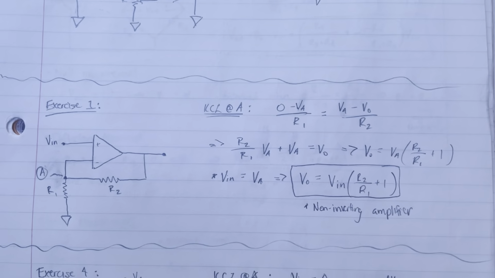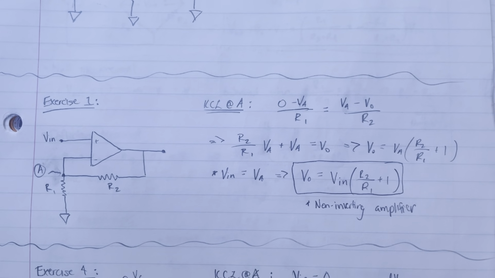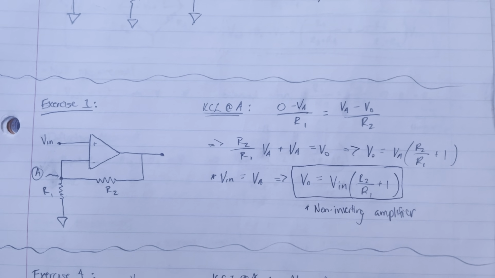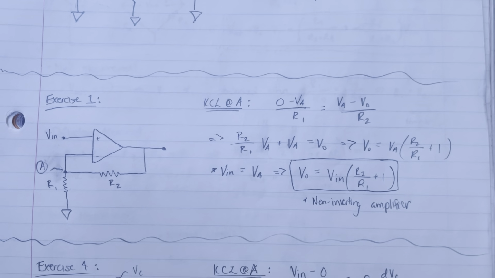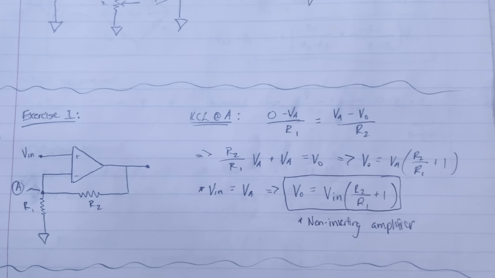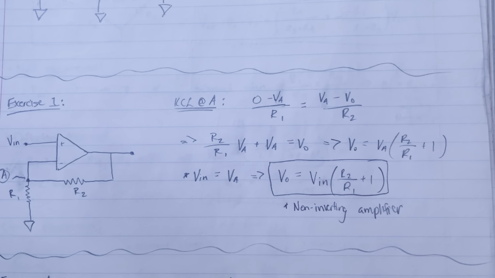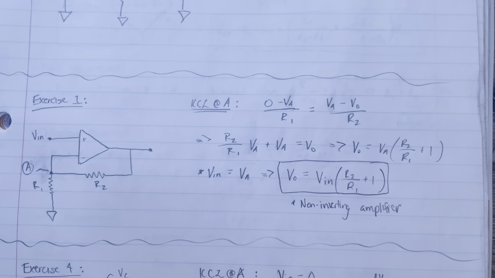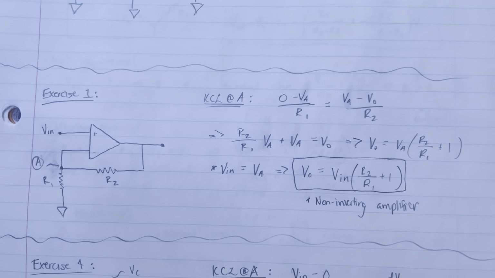So here's my exercise 1, where I derive the gain of the non-inverting amplifier circuit. To do so, I applied Kirchhoff's current law at node A, which I labeled, and performed the analysis, and then simplified terms to determine what the non-inverting amplifier looked like.